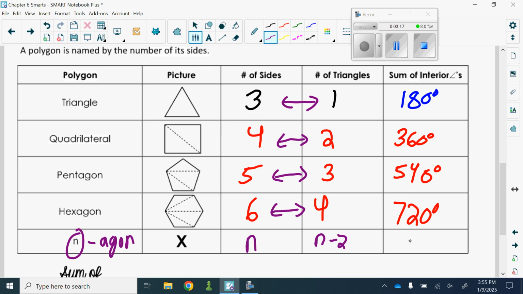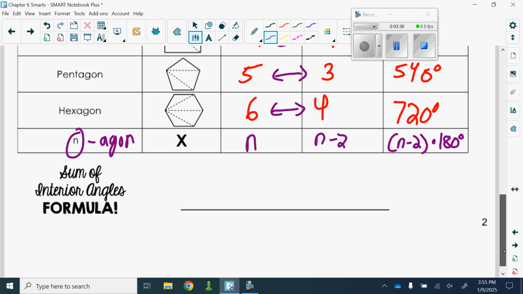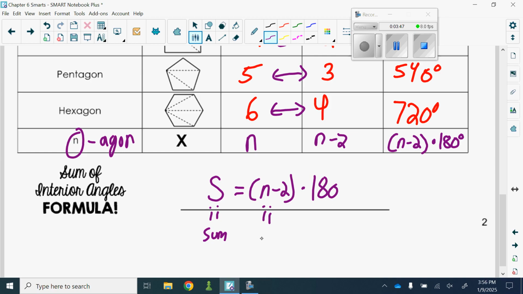So to generate a general formula for the sum of interior angles, we take the number of triangles we have in that polygon, n minus 2, and multiply by 180, because each triangle has 180 degrees. So our formula is S, where S is the sum, is n minus 2 times 180. And n is going to be our number of sides.